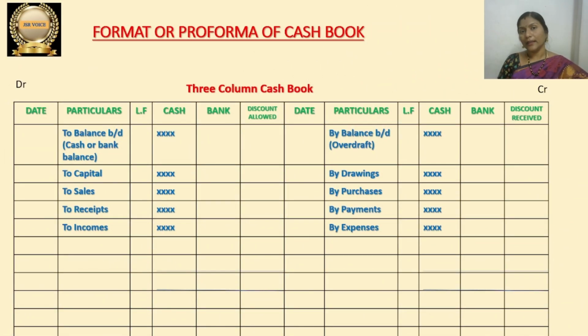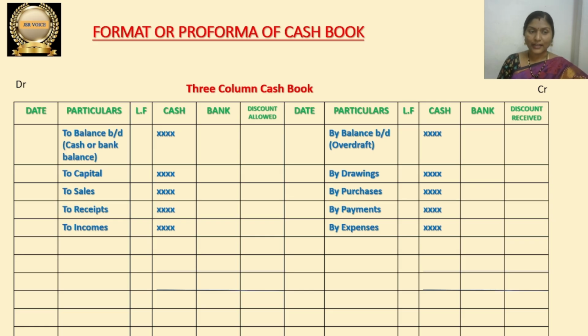In accounting, if you want to prepare anything, we should draw a pro forma. We should draw columns to record all those transactions in accounts. So the 3-column cash book format or pro forma, you can see here on the screen. This is the 3-column cash book format.